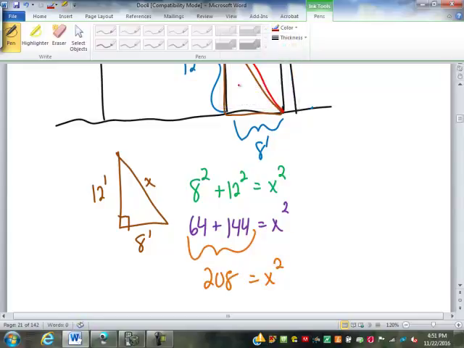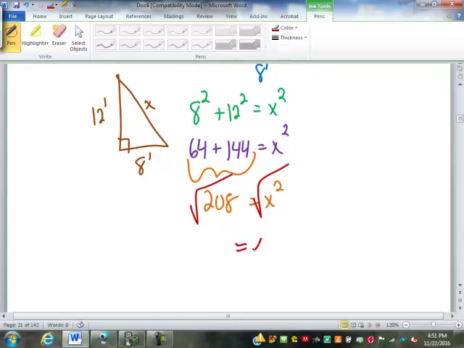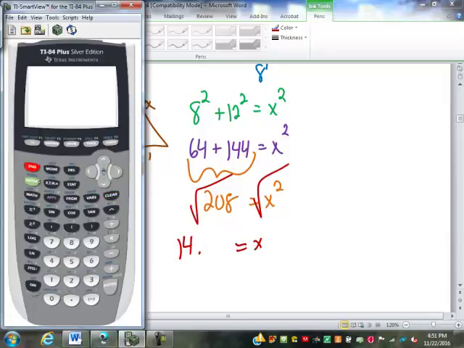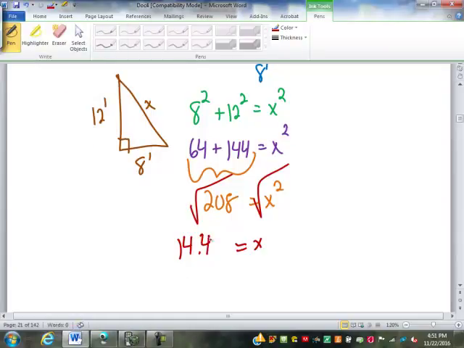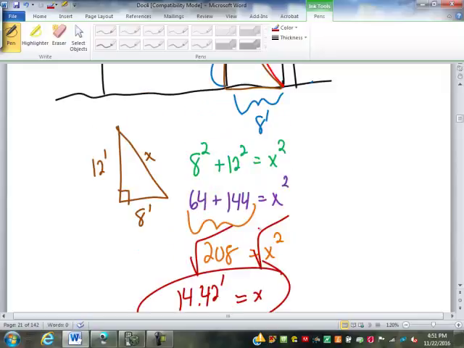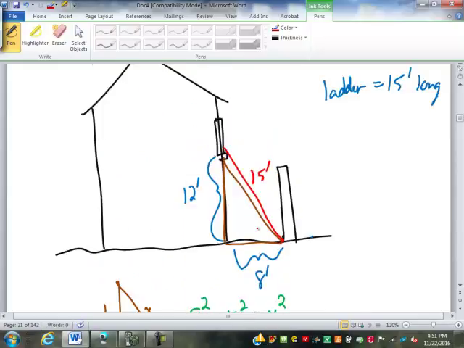And we have to square root that. So the square root of 208 is going to give us 14.42. Will that 15-foot ladder fit in there? No, 14.42 is all we have there. 15 foot's going to get up and break the window.